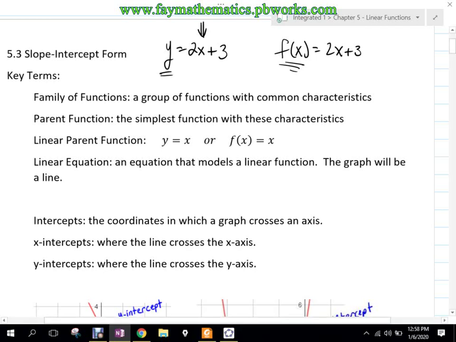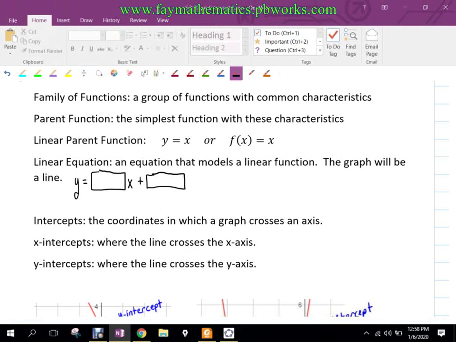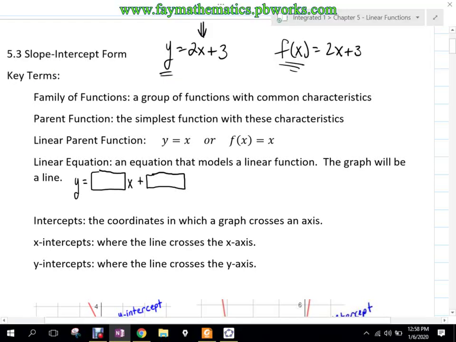So what's going to happen is, I'm just going to use the variables y and x right now, but you always have y equals, and there's going to be a coefficient. I'm going to put a box here that goes with x. And then you're going to have plus, and then you're going to have a box here. Now, these boxes are representing numbers, values. Your slope of your line is going to be right there. The coefficient of your x term is always your slope.